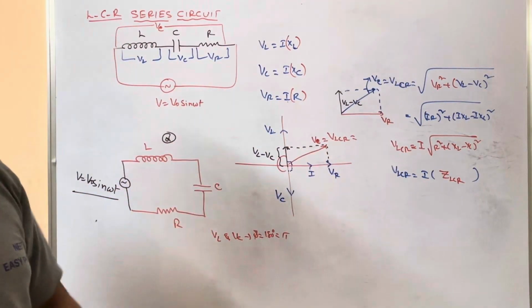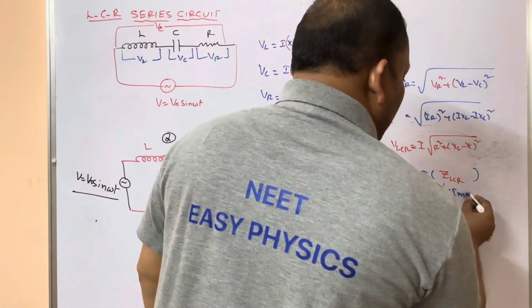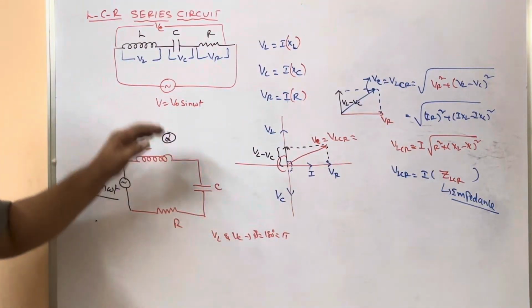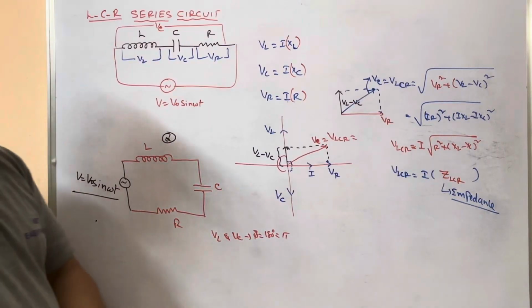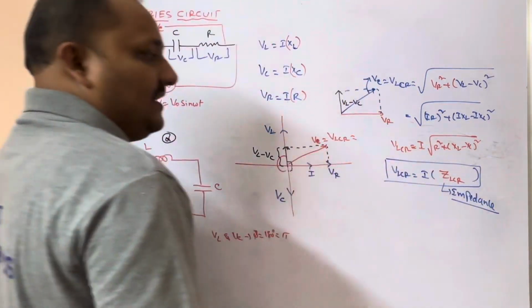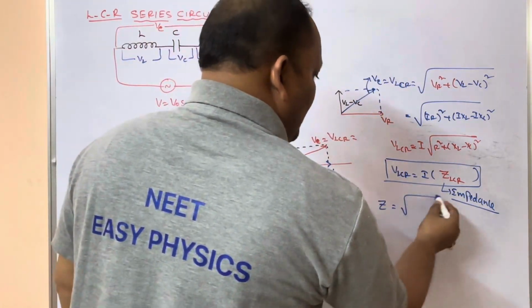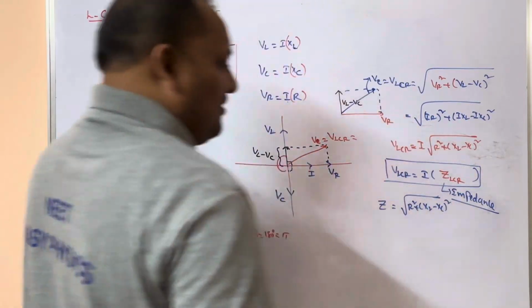So Z LCR, or Z, we will call the impedance of the circuit. What is impedance? Impedance means the resistance offered by LCR components to the flow of alternating current. This is the effective voltage across LCR. Now, what is impedance? Z is equal to root of R square plus (XL minus XC) whole square.